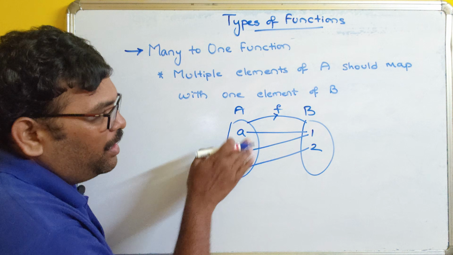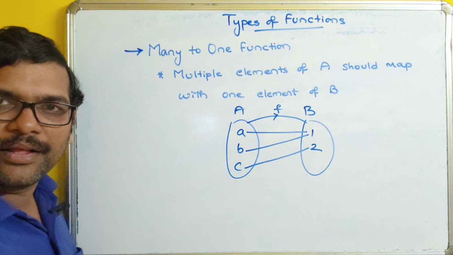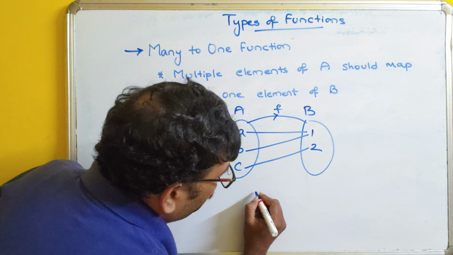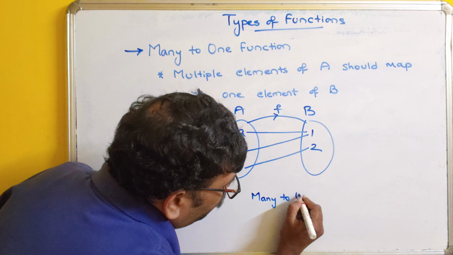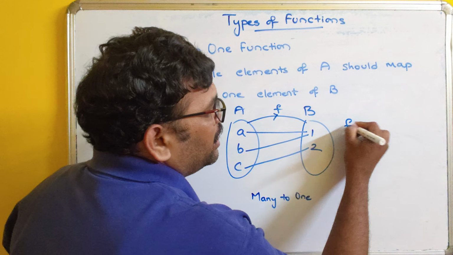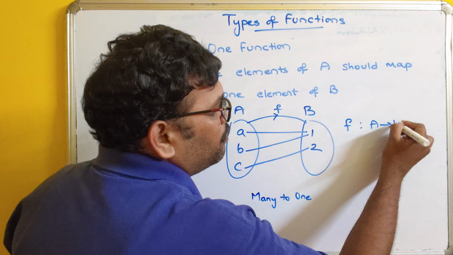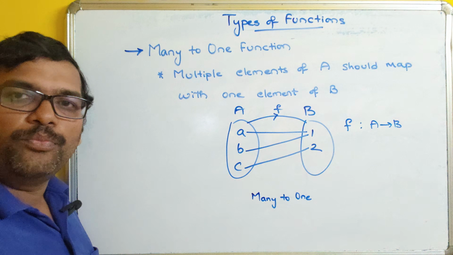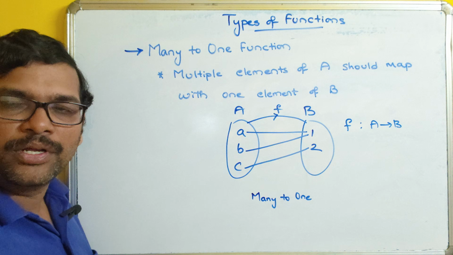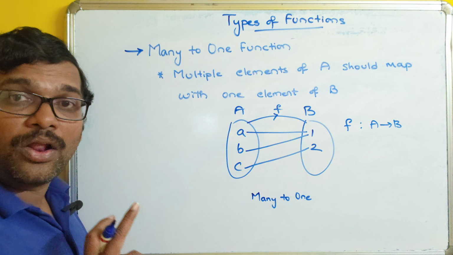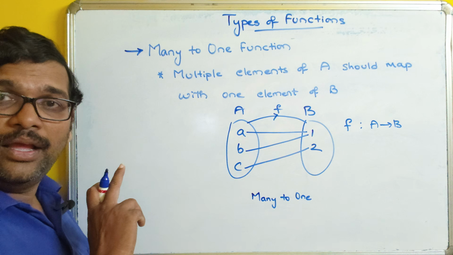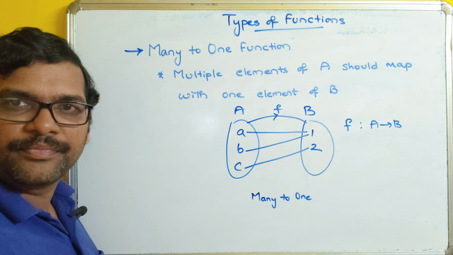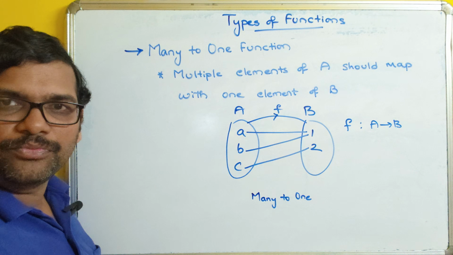So multiple paths to a single element. Such a type of thing we call a many-to-one function, represented as A to B. Hope you understood. This is not an onto function. It's an onto function. It's not a one-to-one function. So it's not bijective, right?